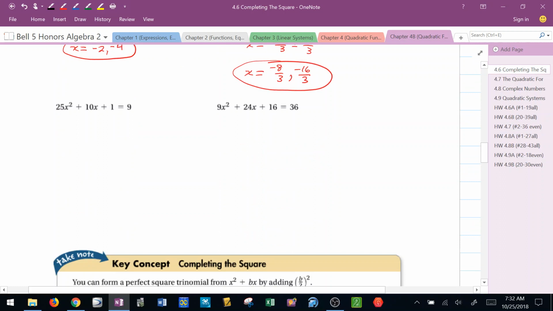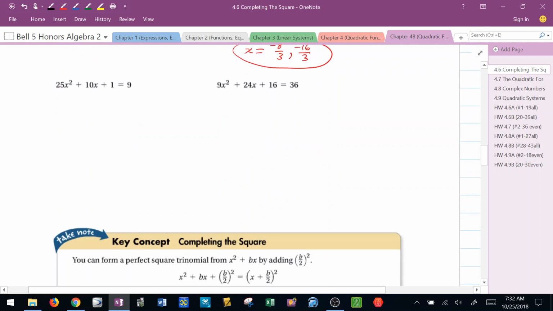All right, let's try a couple more of these just to make sure we got it down. Take a look at this next one. This next one is a perfect polynomial on the left. So it's going to factor to 5x plus 1 squared. And that's equal to 9. Because it's a perfect square, I can take the square root, and that leaves me with 5x plus 1. Whatever I do to the left, I do to the right, and the square root of 9 is plus or minus 3. Again, we're using this because we're solving by square roots. It's a unique technique. All right?